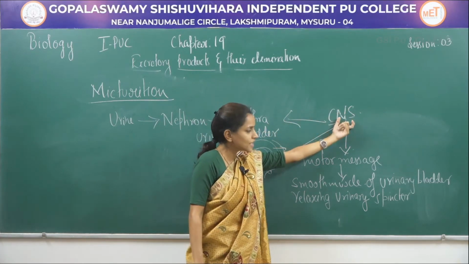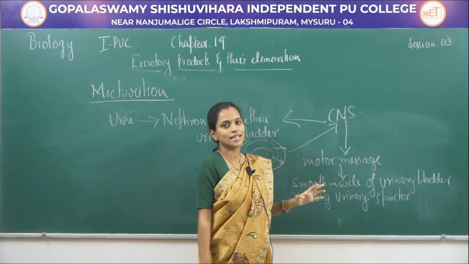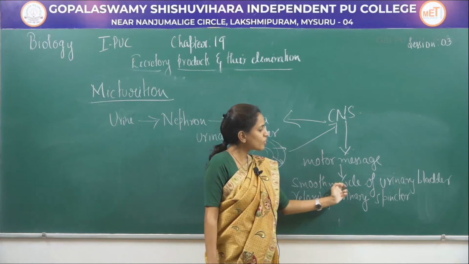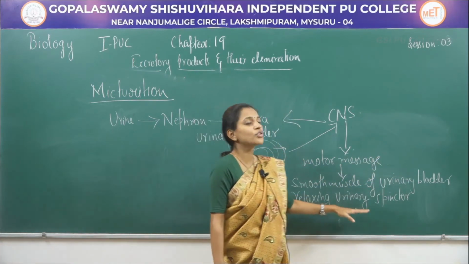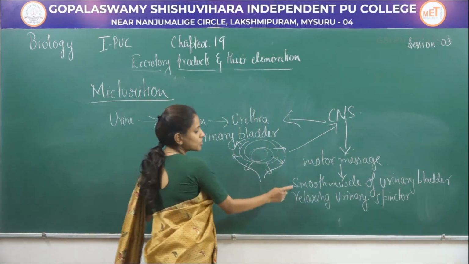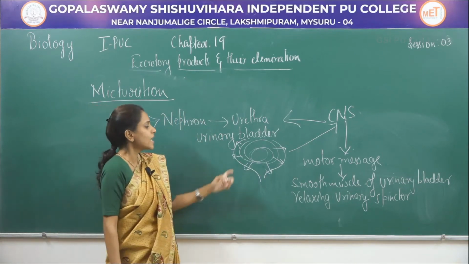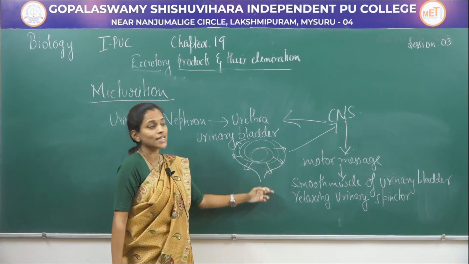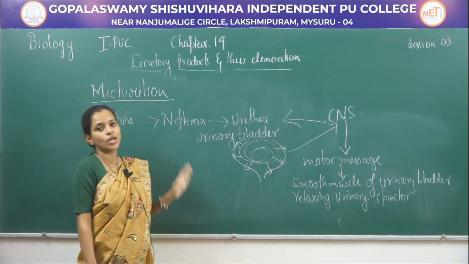This stretched wall of the urinary bladder sends the signal to the central nervous system. So, from the central nervous system, a motor message is sent through the human excretory system for contraction of smooth muscles of the urinary bladder and relaxation of the urinary sphincter. When this contraction and relaxation process takes place, automatically the urine is released from the urethra. This is what is termed micturition.